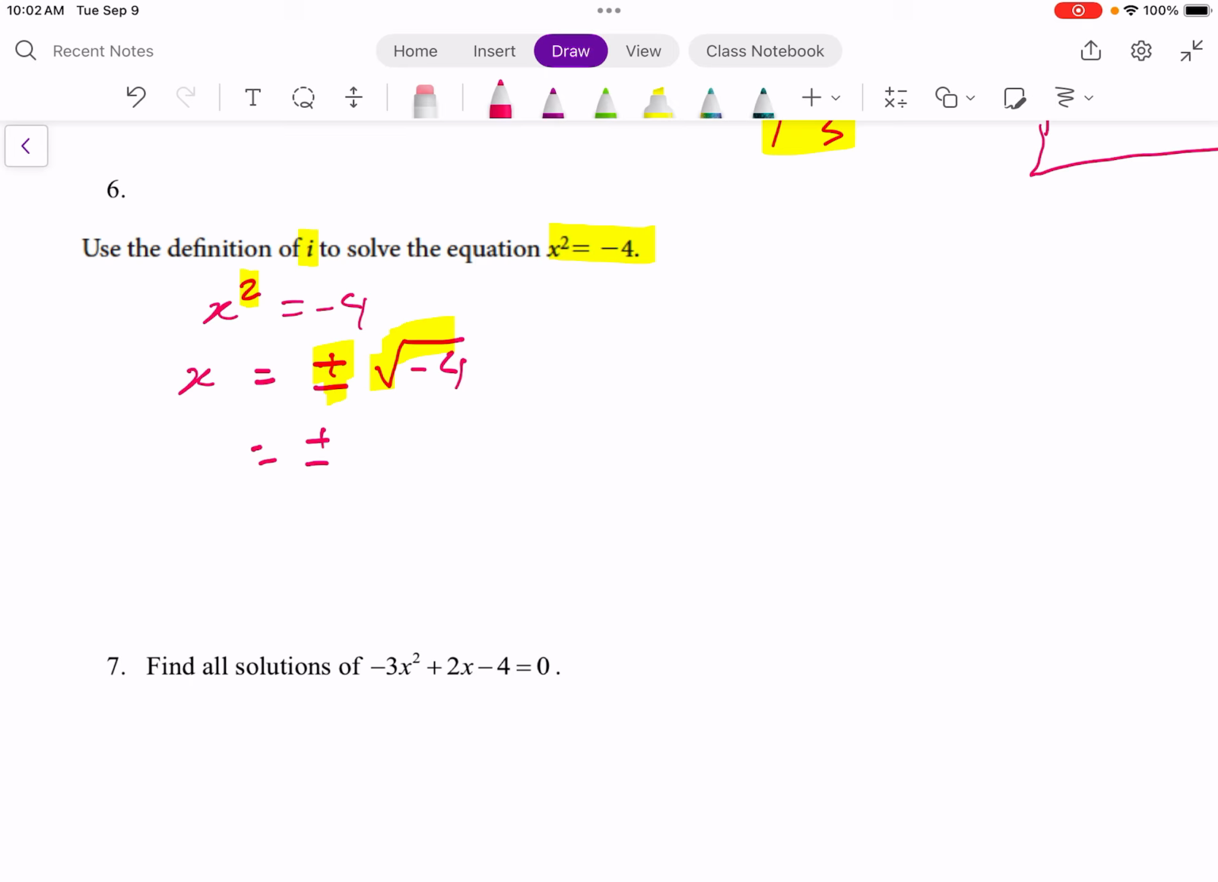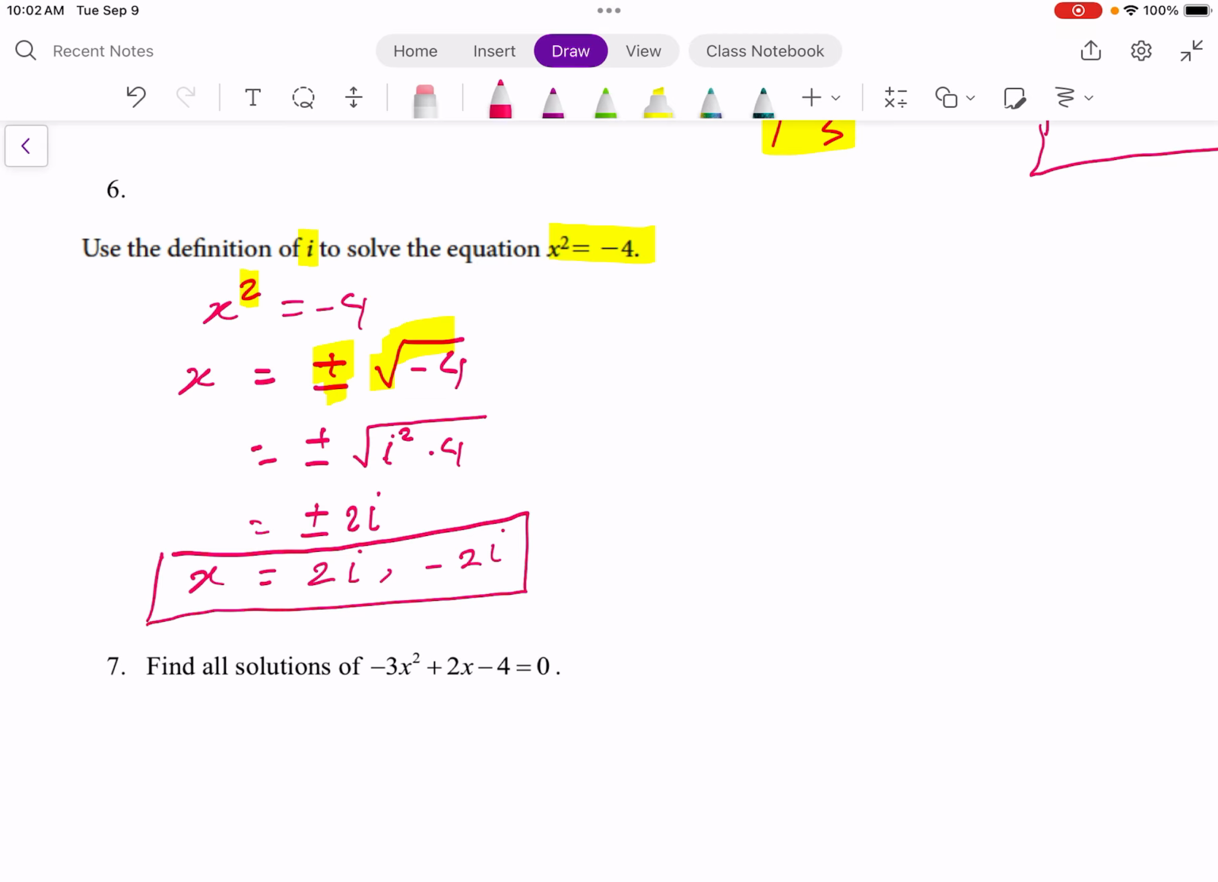Okay, so how do we rewrite? For the negative, what do we use? We replace the negative by i squared: -4 is -1 times +4, and -1 is i squared. So this is positive, negative, square root of i squared, that is i, square root of 4, that is 2. So our two solutions for this equation are positive 2i and negative 2i. This equation does not have a real solution, but it does have a complex solution. Our solution is a complex number.